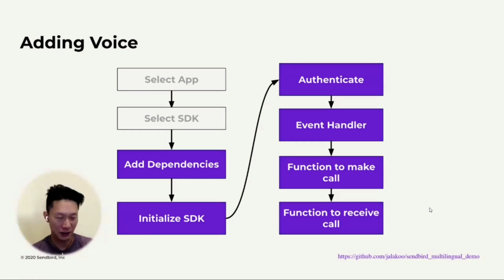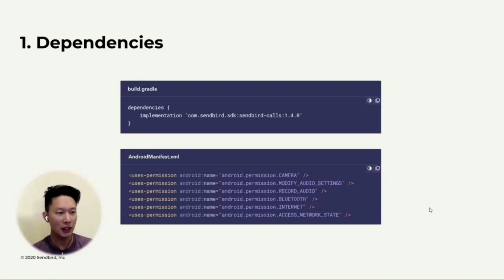Again, any other library dependencies, initialize the SDK, then we'll authenticate the user, and then we will set up a few event handlers. An event handler to handle when a call is received, and then add in functions for making outbound calls. So dependencies, again, similar to UIKit, we're just going to add in the Calls SDK. Some permissions that you would have to add, of course, for video are camera and microphone, and of course, network access.